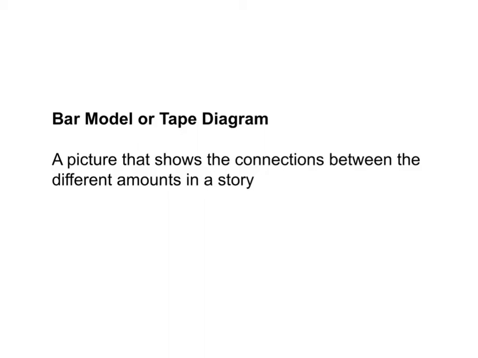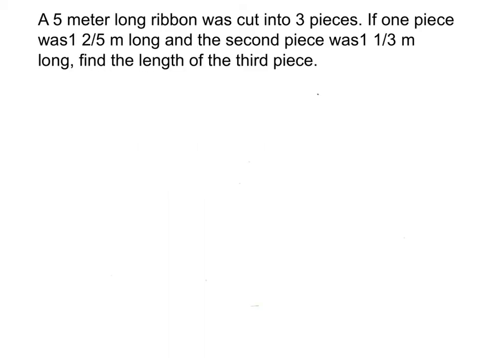Okay, off we go with the first problem. The first problem says a 5-meter long ribbon was cut into 3 pieces. If one piece was 1 2/5 meters long, and the second piece was 1 1/3 meters long, find the length of the third piece. All right, now here is where you'll want to stop the video and go ahead and draw a bar model that would represent the story, find your solution, and then restart the video when you're ready to check your work.